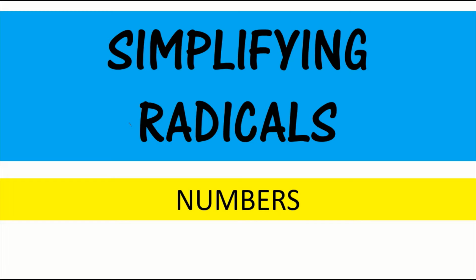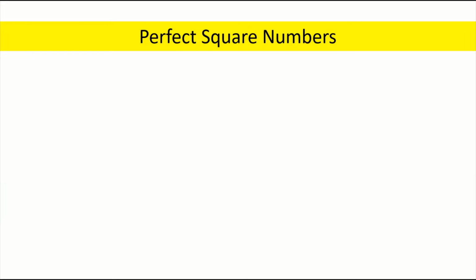So, let us have simplifying radicals in terms of numbers. This time we're going to focus on square roots, simplifying numeric terms with square roots. Perfect square numbers are the numbers that, when you multiply them by themselves, give that answer. So what are the perfect square numbers?